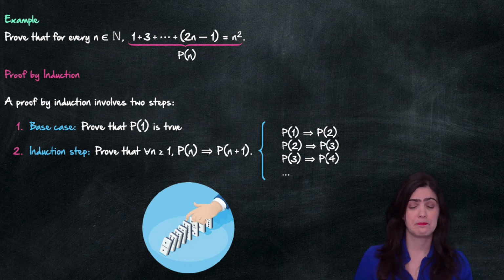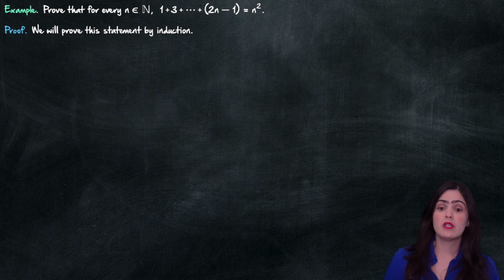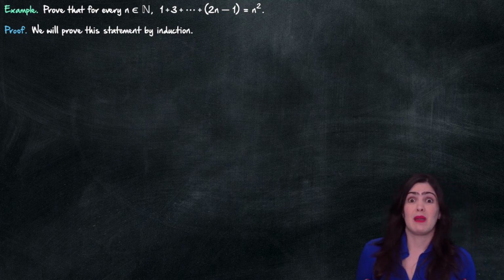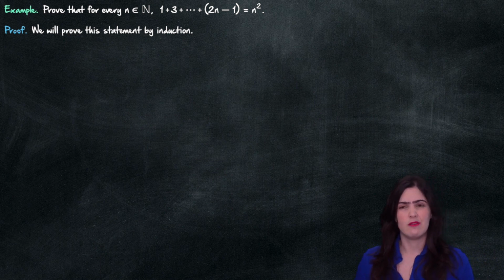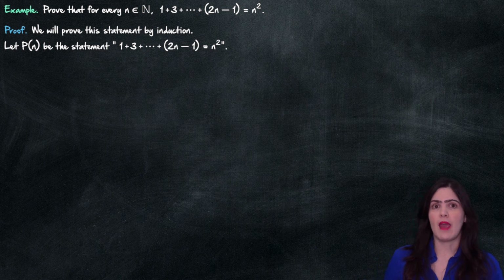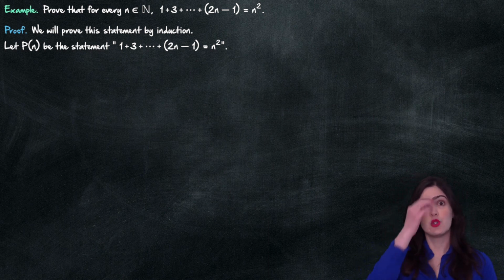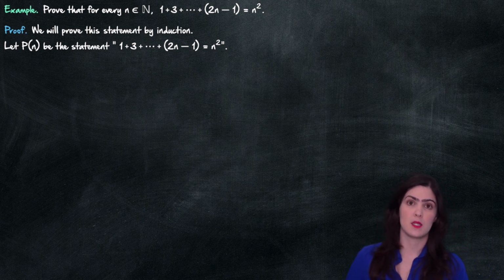to be able to actually create a proof by induction. Okay, so now let's try to put the proof together. The first thing that I will write down in my proof is: we will prove this statement by induction. My reader needs to know that that's my plan, so when they're reading it, they can easily follow. Then I say, let P of n be the statement 1 plus 3 plus ... plus 2n minus 1 equals n squared.